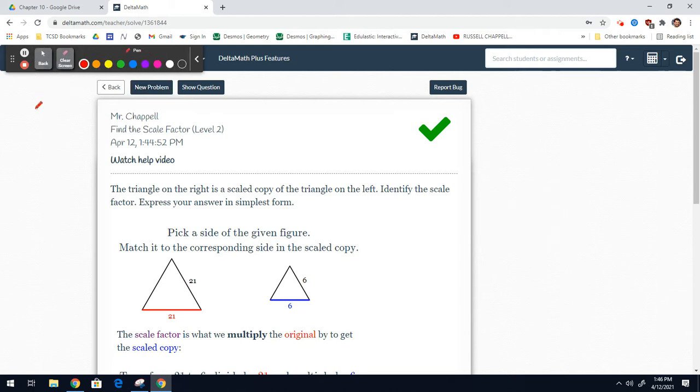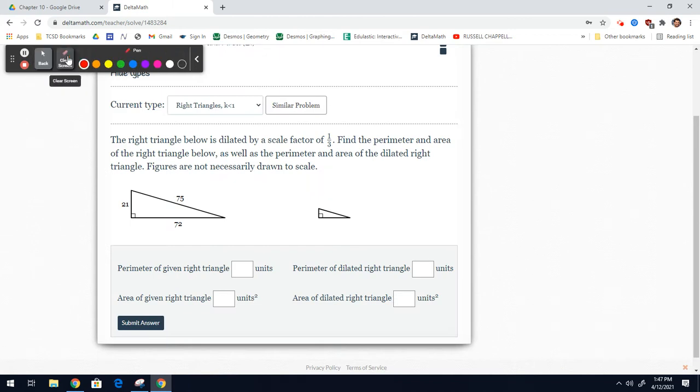Okay, let's do another problem. All right, so here's the next problem we're going to do. It says the right triangle below is dilated by a scale factor of 1/3. Find the perimeter and area of the right triangle below, as well as the perimeter and area of the dilated right triangle. Figures are not necessarily drawn to scale.